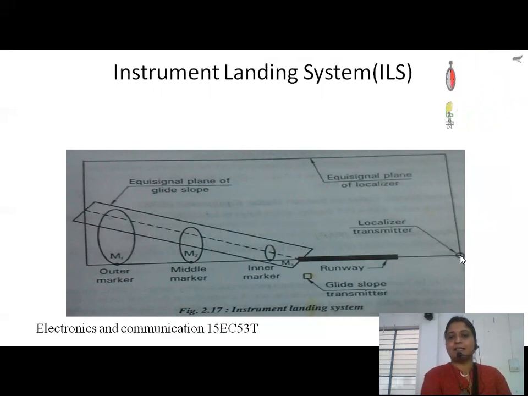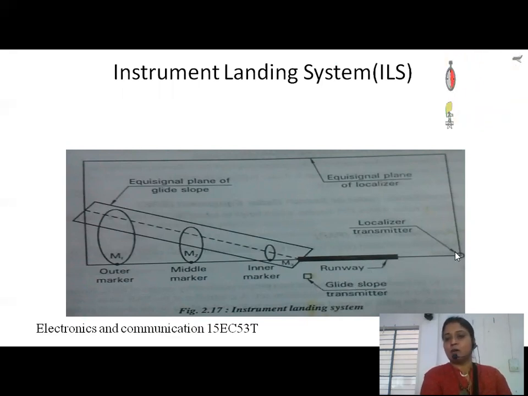First one is the localizer transmitter. If you observe here, the localizer transmitter is situated away from the end of the runway. This is the end point of the runway, and away from this, at some distance, the localizer transmitter is situated. And this is the glide slope transmitter. The glide slope transmitter is located at some point from the start of the runway, at one side of the runway.